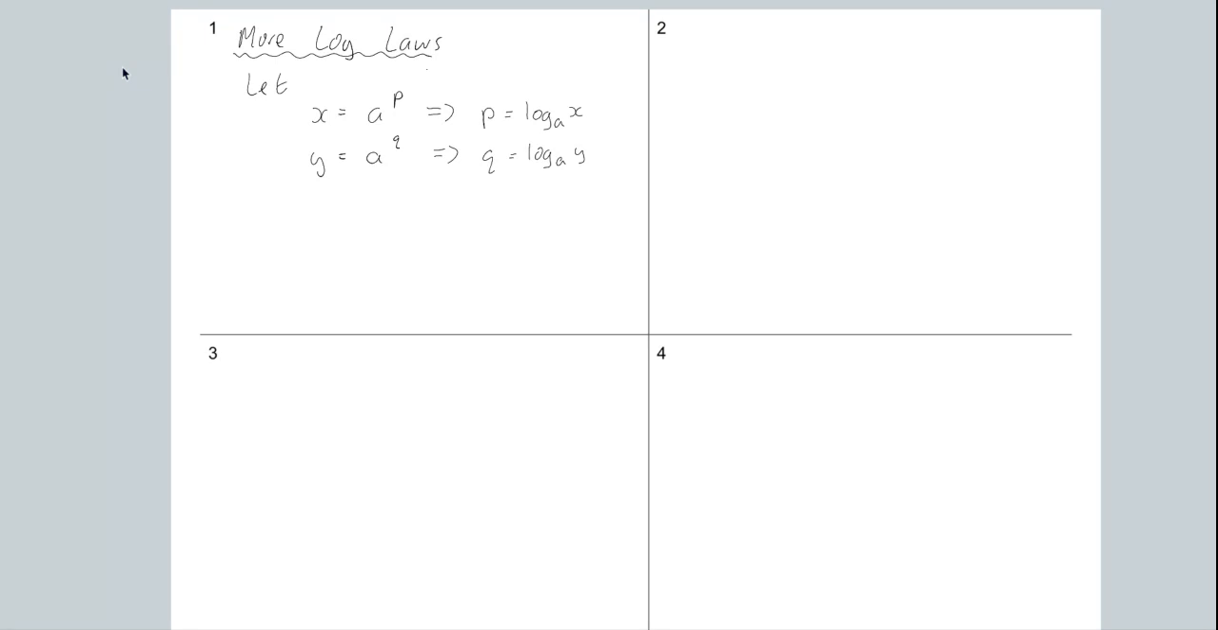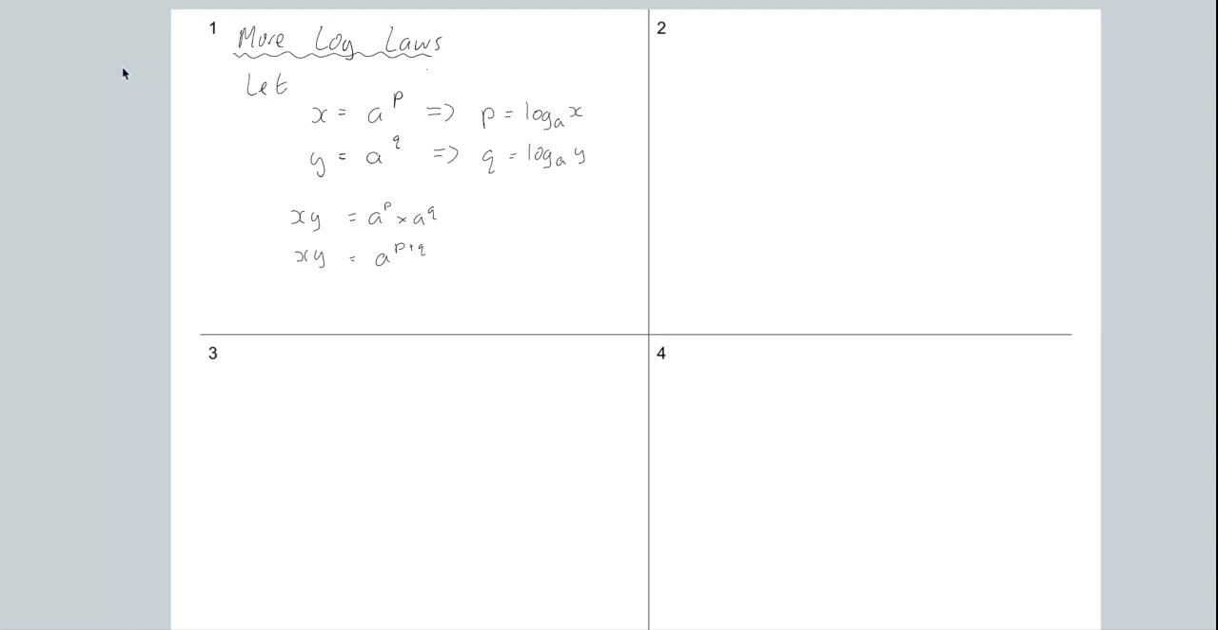Okay, so what would happen if I took xy? Well, xy would be a to the power of p times a to the power of q, and I'm hoping you remember your log laws, that would mean that xy is equal to a to the power of p plus q.